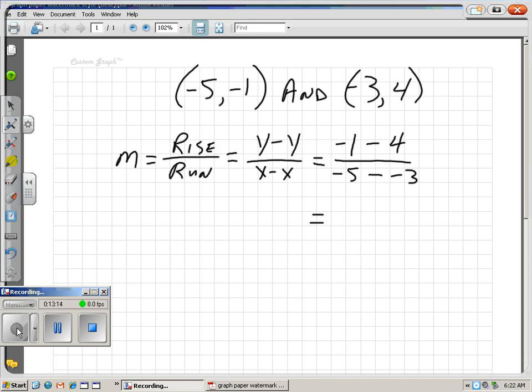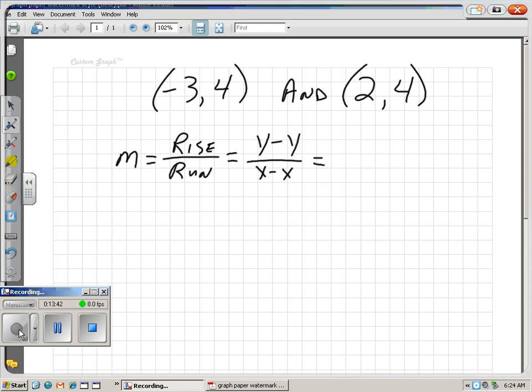All right, so on top, -1 minus 4 is -5. On bottom, we have -5 minus -3. Remember, minus -3 really turns into plus. So we have -5 plus 3. That's -2. Simplify a negative divided by a negative is really a positive. So our answer is really +5 over 2. So that line's going to go uphill. It's going to go up 5 steps and 2 steps over.